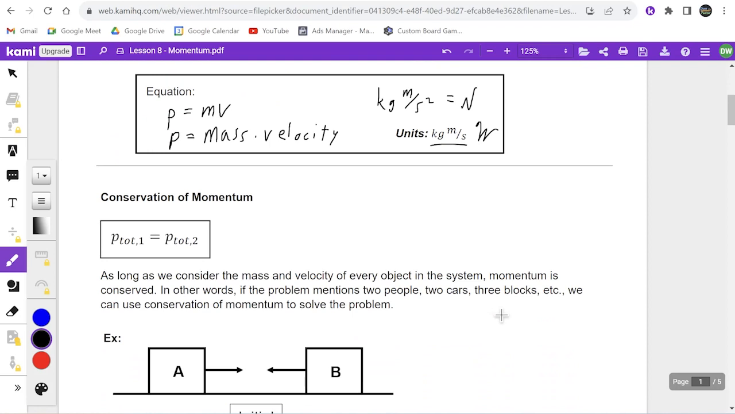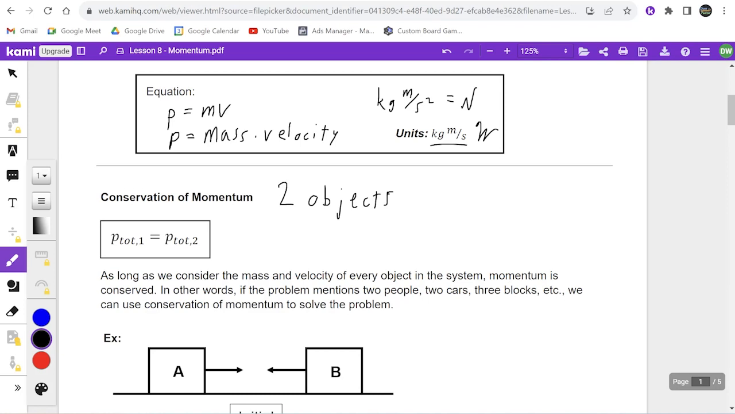Anyways, we have conservation of momentum, which is going to be very similar to conservation of energy, which we talked about last week and the week before. The difference is between conservation of energy and conservation of momentum. Momentum is going to be always conserved as long as you have two objects involved.